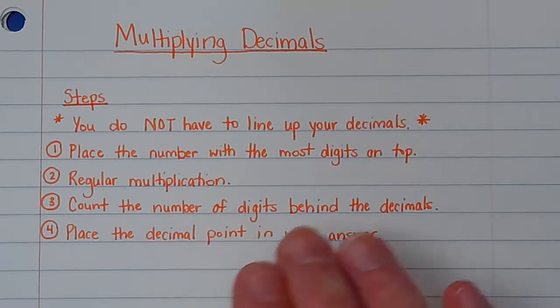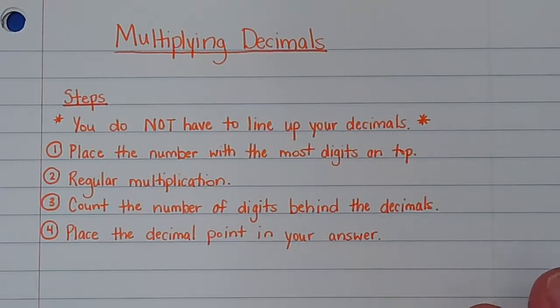Then you count the number of digits behind the decimal. So that way, like if your top number has 3 numbers behind the decimal, your bottom number has 2 numbers behind the decimal, that 3 plus 2 is going to mean you have to move it 5 times. And then you would place that decimal in your answer after you've moved it 5 times. We're going to do some examples so that you can see what I'm talking about, and hopefully you'll understand what I mean.